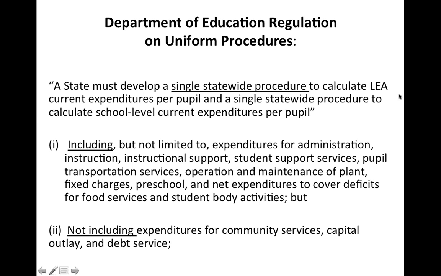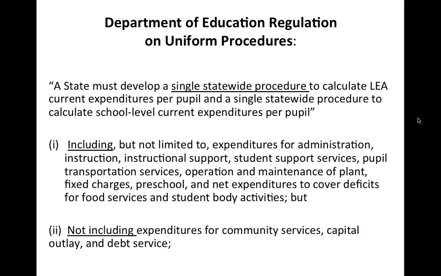But to just finish out the regulation, which I know we're going over again, each time we look at data, we want to go back and look at this regulation. We need to be including, but not limited to, expenditures for administration, instruction, instructional support, student support services. We can't exclude transportation, operation and maintenance of the plant, or any other fixed charges. Preschool, because remember the preschool numbers count here, and there's some other guidance that says preschool expenditures for anybody receiving free services, and the net expenditures to cover deficits for food services or student body activities. So they don't want the money that kids are paying for their lunch, but they do want the money the district is spending net of that. But it does say don't include expenditures for community services, capital outlay, and debt service. So really we're looking for an annual expense for the schooling, for services for students.